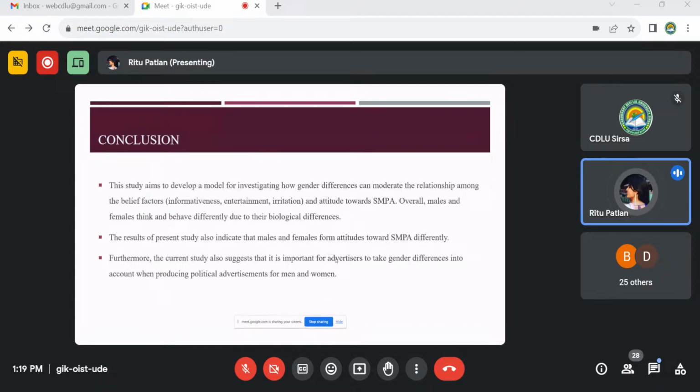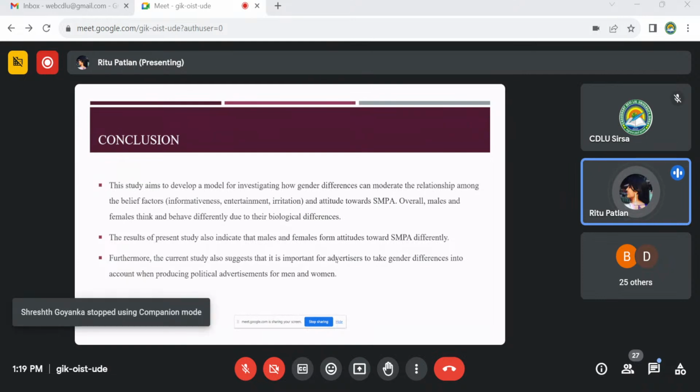And finally, the conclusion: this study aims to develop a model for investigating how gender differences can moderate the relationship among these belief factors that are informativeness, entertainment, and irritation. I have a query, Ritu. Yes, sir. Why did you fix your sample size at 107? Sir, actually, I distributed 150 and collected only 107 due to the time constraint.